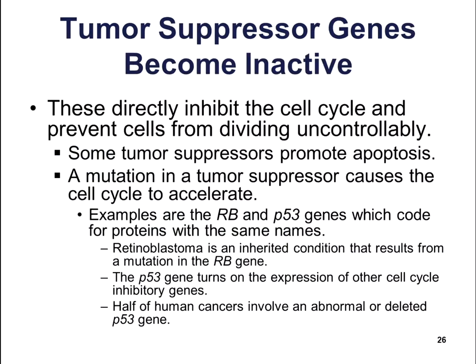If we see a tumor suppressor gene become inactive, that's a problem because these directly inhibit the cell cycle and prevent the cells from dividing uncontrollably. So we want that. Some tumor suppressors promote apoptosis. But if you have a mutation in a tumor suppressor, it can cause the cell cycle to accelerate. If your body isn't suppressing things properly, there's going to be an acceleration.